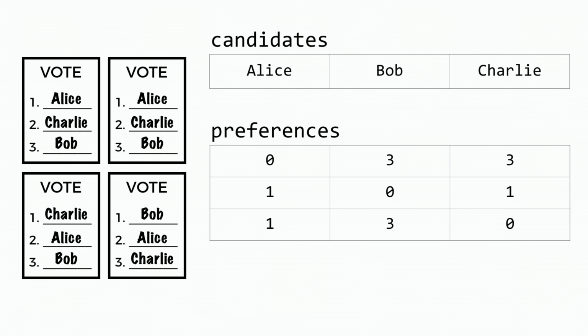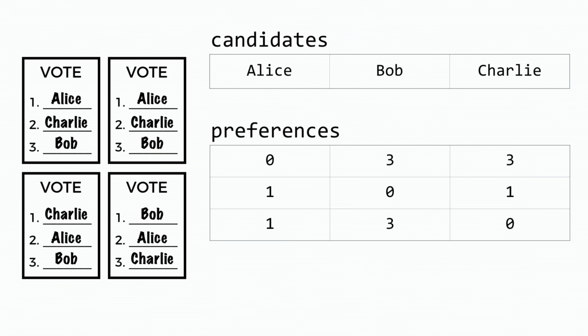The next cell is 3, because 3 people prefer Alice over Bob. And the last value in this row is also 3, because 3 people prefer Alice over Charlie. The next row represents Bob. 1 person prefers Bob over Alice. Nobody prefers Bob over Bob. And 1 person prefers Bob over Charlie.